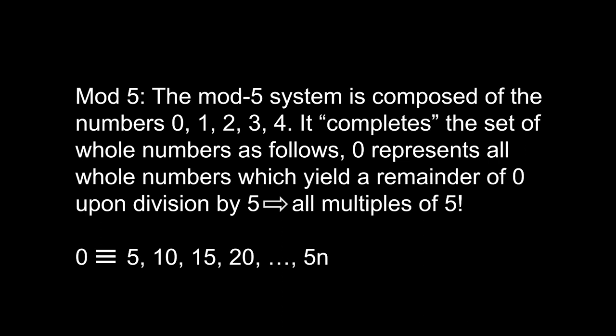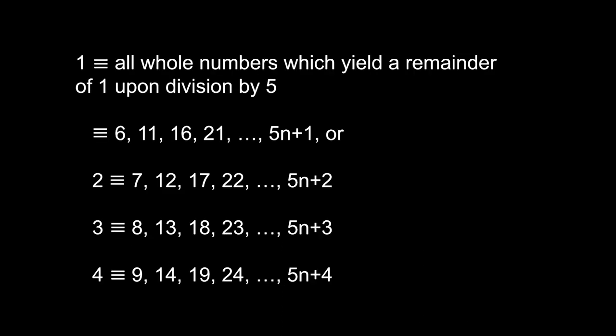How about the number 1? 1, therefore, is going to represent all whole numbers which will yield the remainder of 1 upon division by 5. So that would be the whole numbers 6, 11, 16, 21, and so on. How about the number 2? Then similarly, these would be the numbers which yield remainder 2 upon division by 5. So we'll start with 7, 12, 17, and so on. 3 will represent in the same manner 8, 13, 18, and so on. 4 will represent the set 9, 14, 19, 24, and so on.